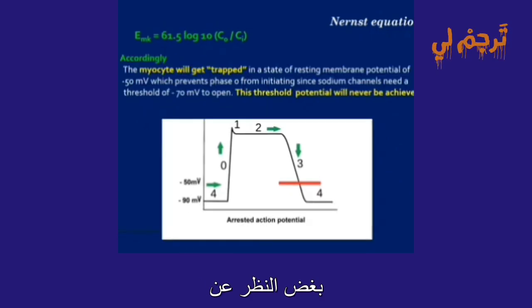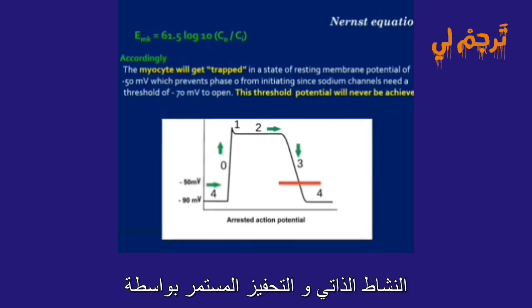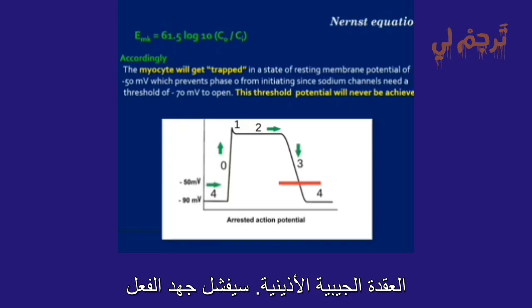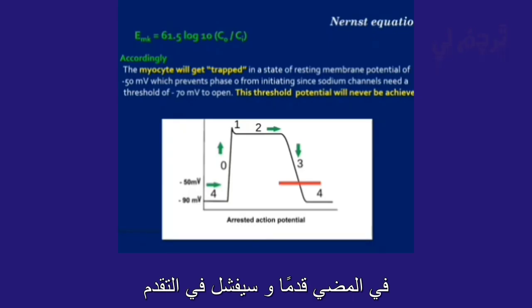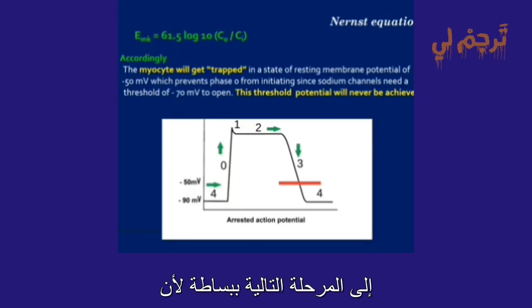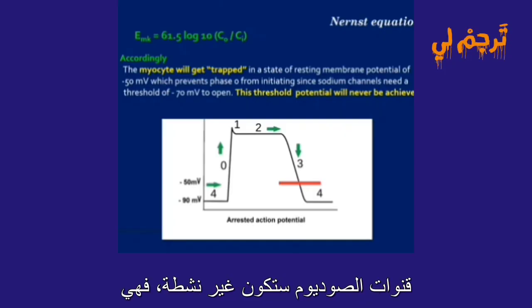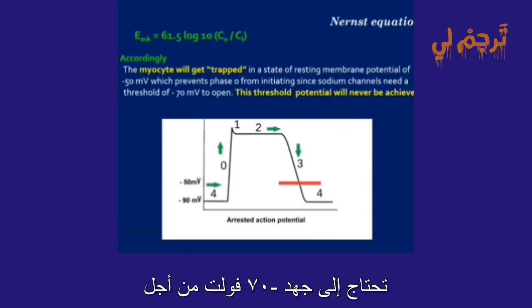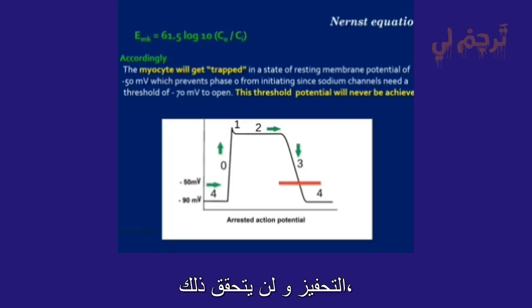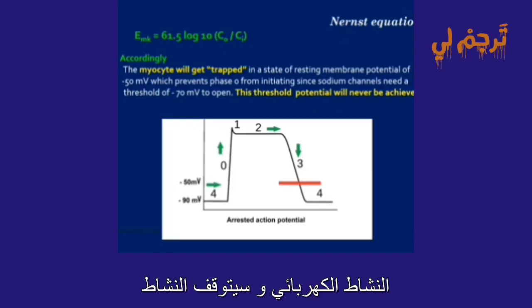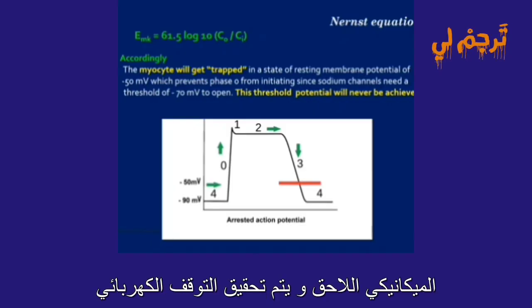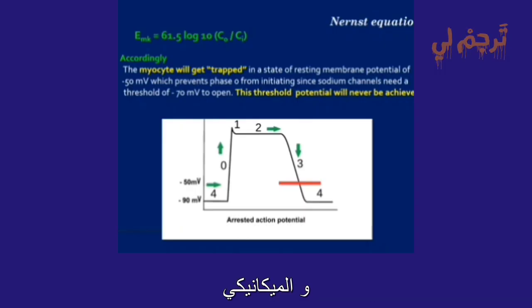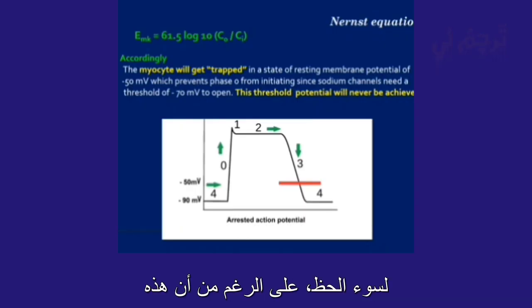So regardless of the innate activity and continuous triggering by the sinoatrial node, the action potential will fail to progress into the next stage, simply because the sodium channels will be inactivated. They need to be at a potential of -70 in order to trigger, and this will not be achieved. Hence, the action potential will stop, electrical activity will stop, and subsequent mechanical activity, so electromechanical arrest, is achieved.